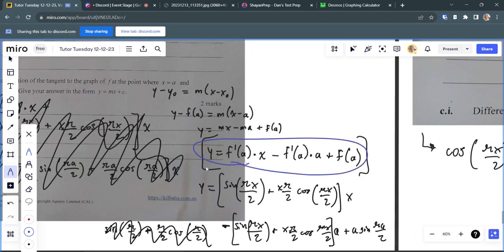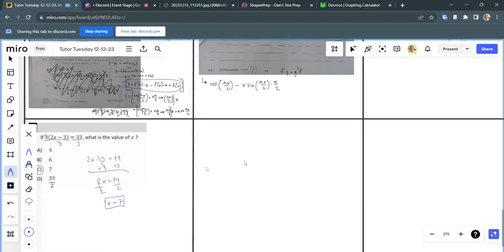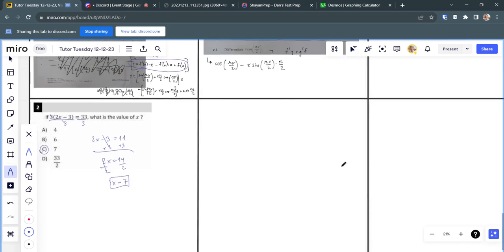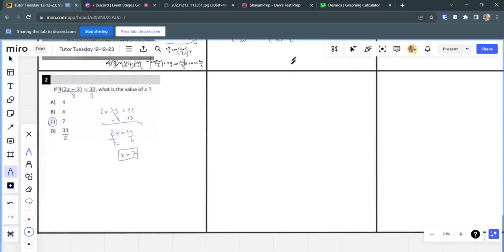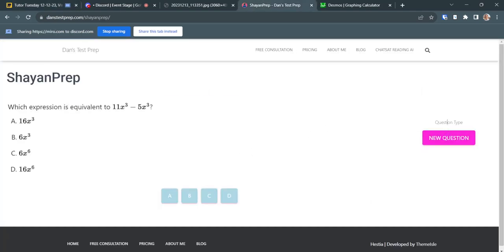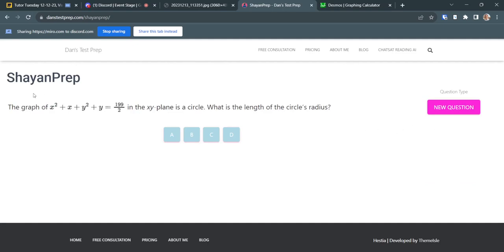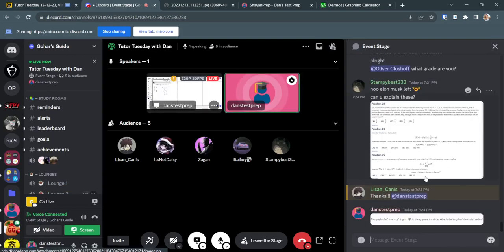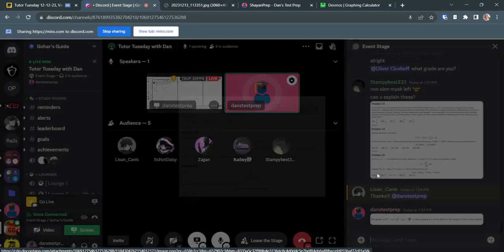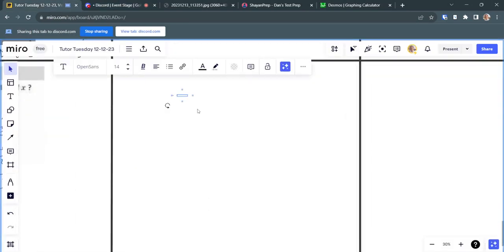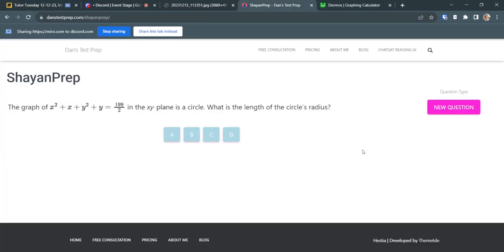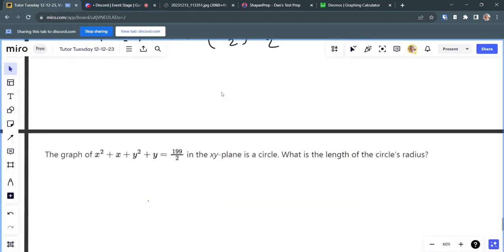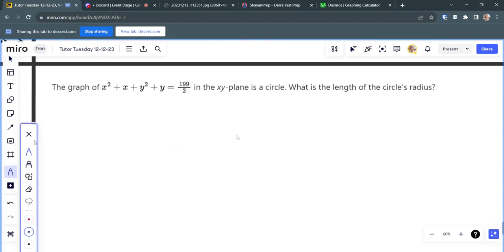But I think we're running a little bit low on time, so I want to skip to a different question, which someone's asking about, an example of a geometry question on the SAT. So I have this question bank set up, so let me scroll through if I can find a geometry question. Yeah, something like this. Okay, maybe we'll save these competition problems for next time, because those look tough. But I will show you guys an actual question from the SAT.